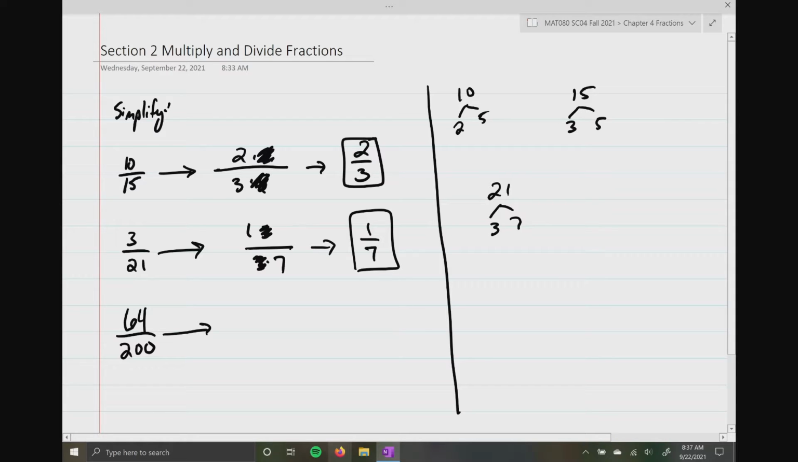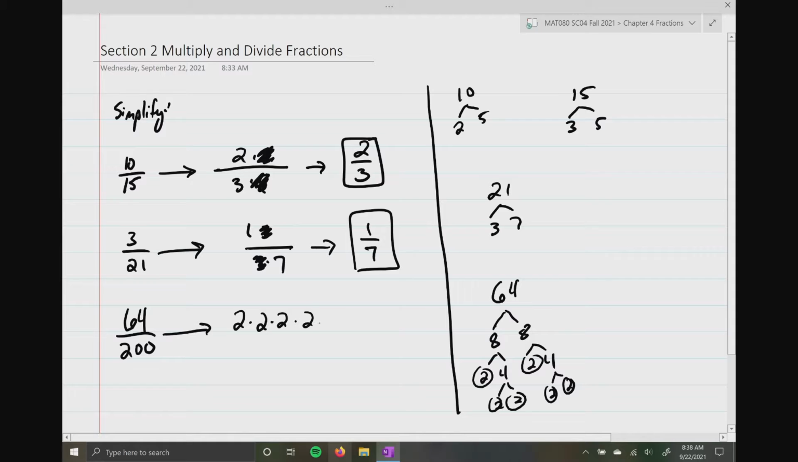How are we looking so far? All right. Now the last one, 64 over 200. This one, we've got to do some work. So 64 is 8 times 8. 8 and 8 are both composite, so I've got to break it down even further. 2 and 4, 2 and 4. The 2's are prime. So now I've got it all broken down. I have 6 2's: 1, 2, 3, 4, 5, and 6.